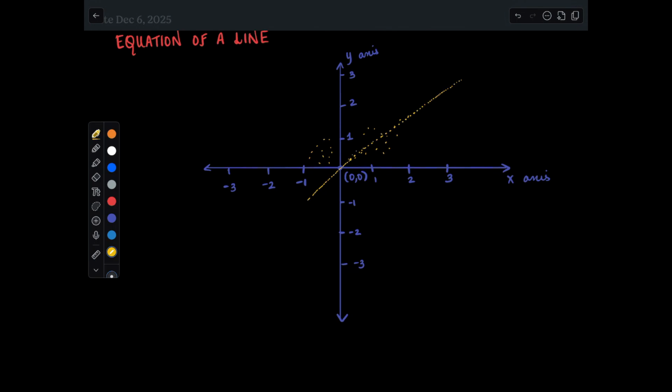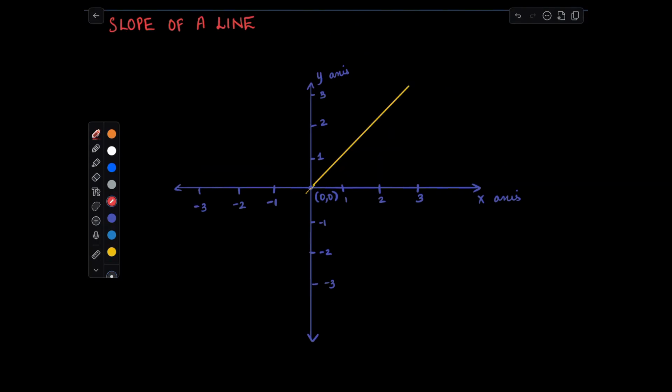Before we get into the details of how we can find the algebraic equation of a line, let's look at what a slope of a line is. Now, suppose we have a non-vertical line. A slope is the measure of how steep the line is. Higher the slope, steeper the line. How do we calculate the slope?